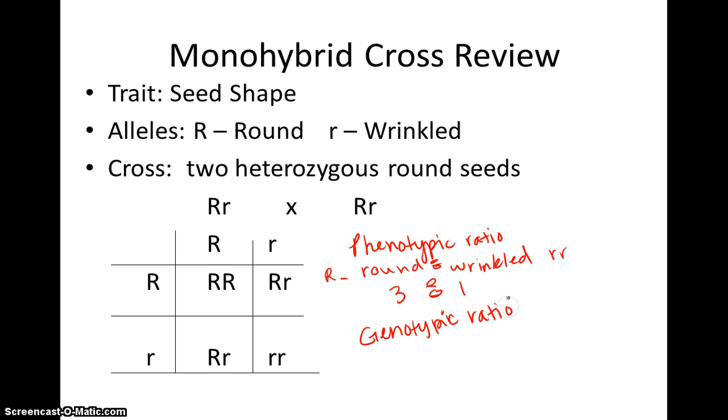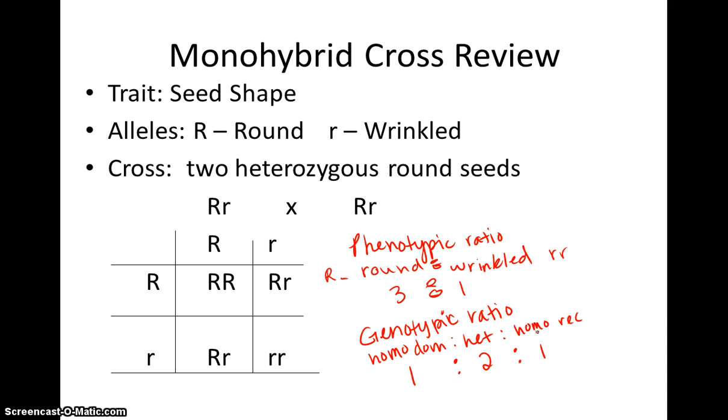Genotypic ratio, there you go, from all dominant, so you go from homozygous dominant to heterozygous, to homozygous recessive. So if we look at this one, we've got 1 that's homozygous dominant, 2 that are heterozygous, and 1 that's homozygous recessive. When you cross two heterozygotes, that's always going to be the genotypic ratio, 1 to 2 to 1, and the phenotypic ratio will always be 3 to 1.